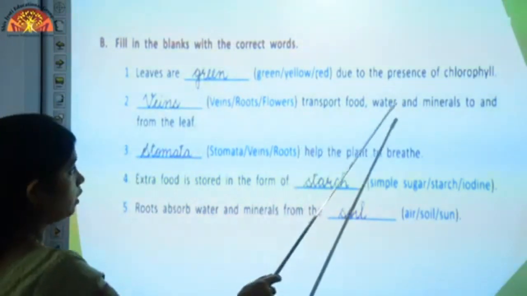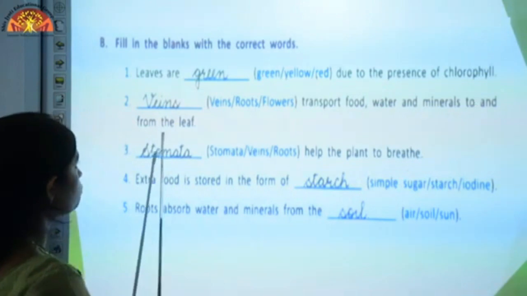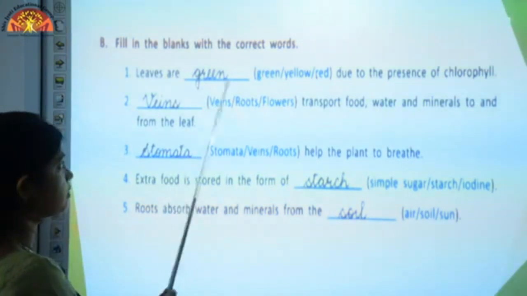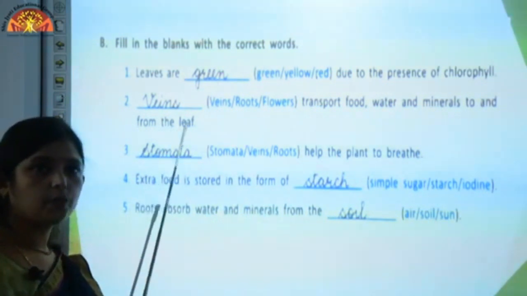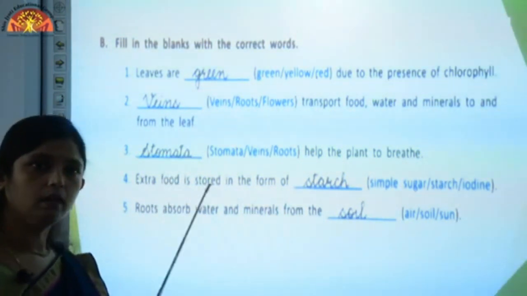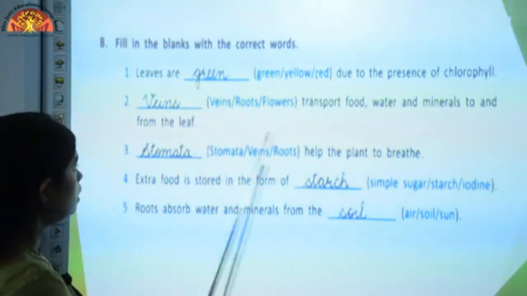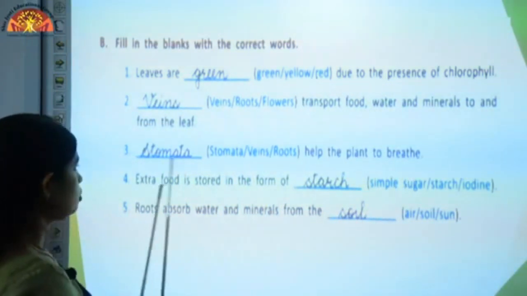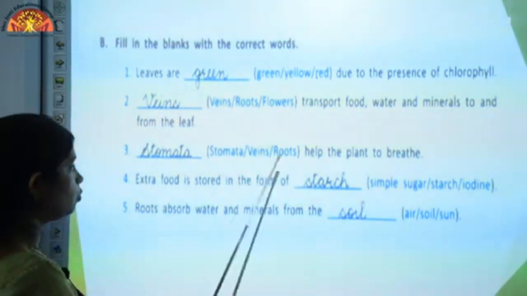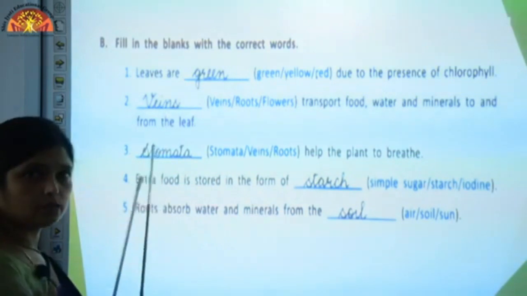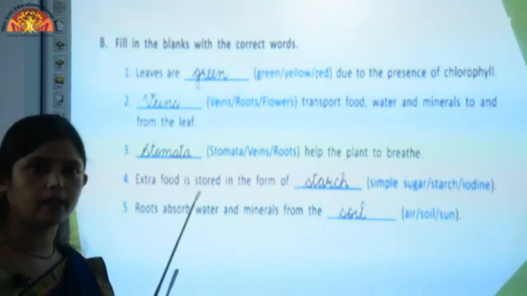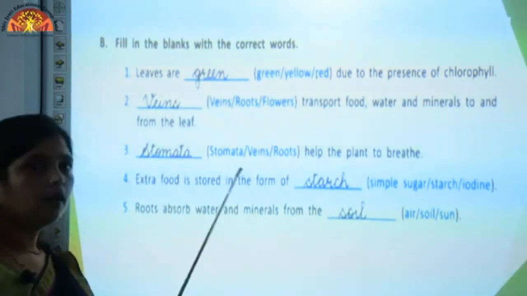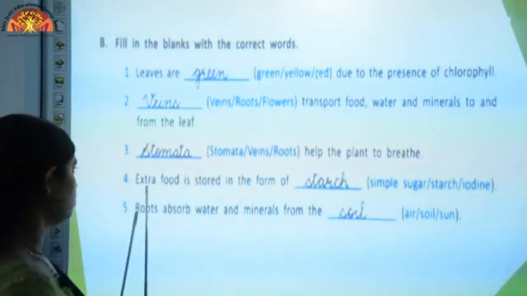Dash transport food, water and minerals to and from the leaves? Veins, roots, flowers. So the correct answer here is veins, because veins are present inside the leaves. Then dash help the plant to breathe. So stomata, veins or roots. So here the correct answer is stomata, because these are the small pores which are present on the underside of the leaves, through which plants can take gases inside.